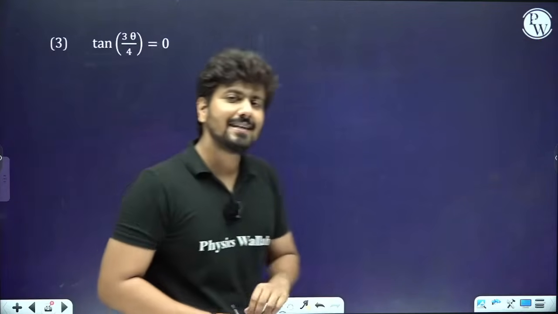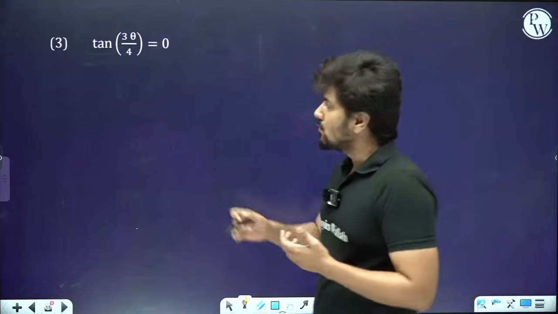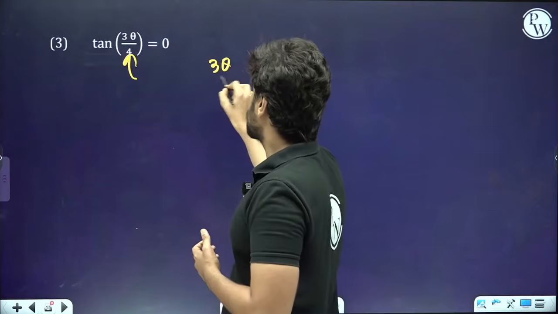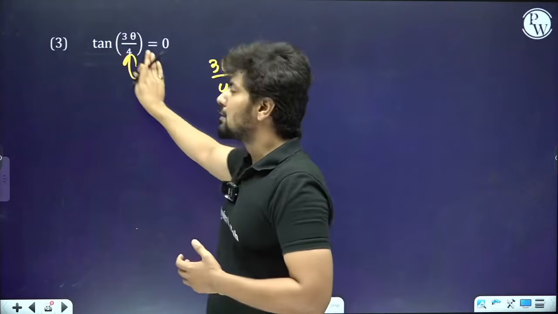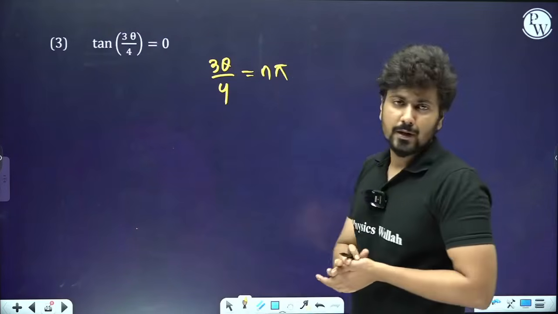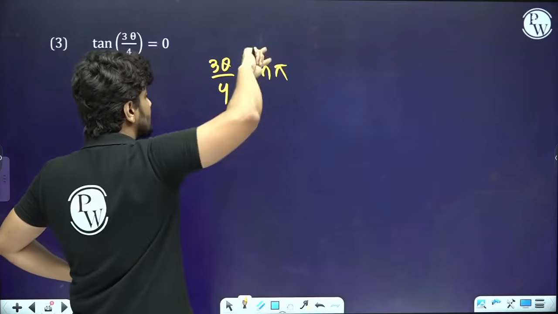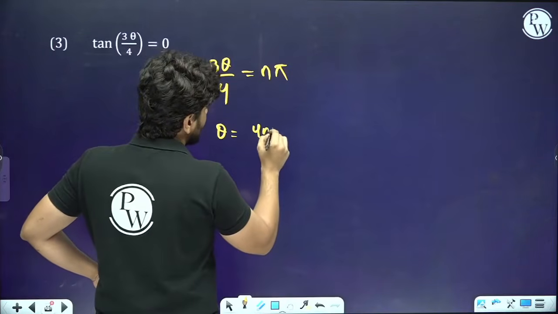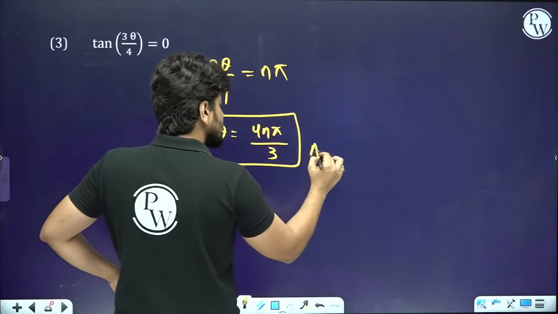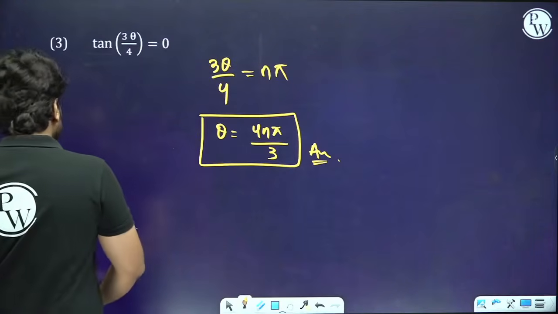Tan of 3 theta by 4 is equal to 0. So again we know that tan is 0 when the input inside it, the 3 theta by 4, that's the input, right? The input should be equal to what? The input should be equal to an integral multiple of pi. So here the value for theta will be, if you multiply this 3 by 4 to the right hand side, we get 4 n pi by 3. These are the values of theta. This is our answer for this question. Okay, clear, simple. Let's move ahead.